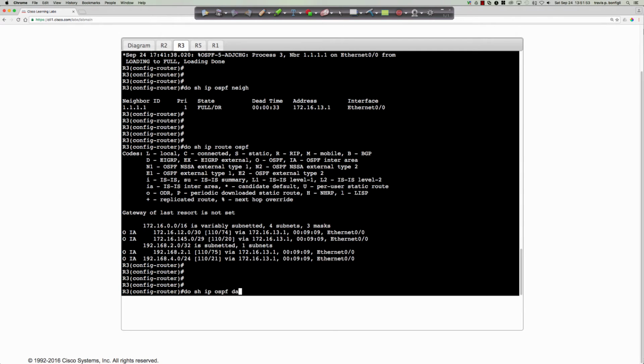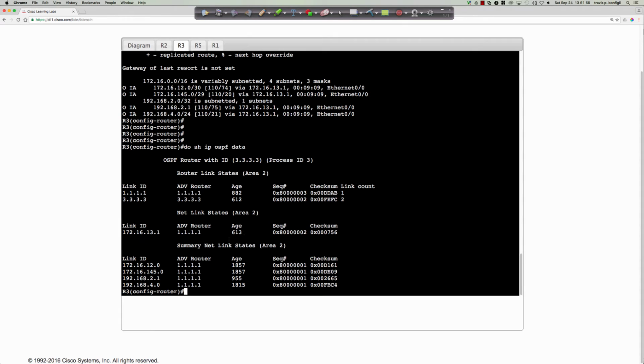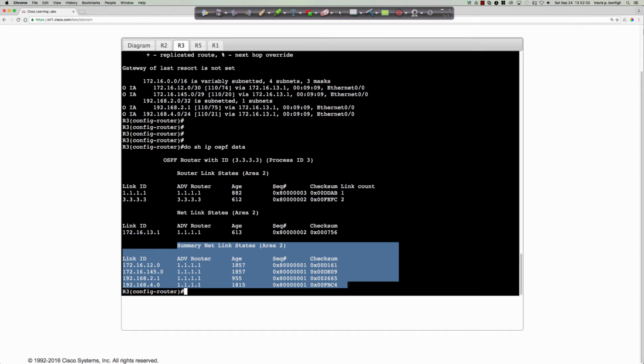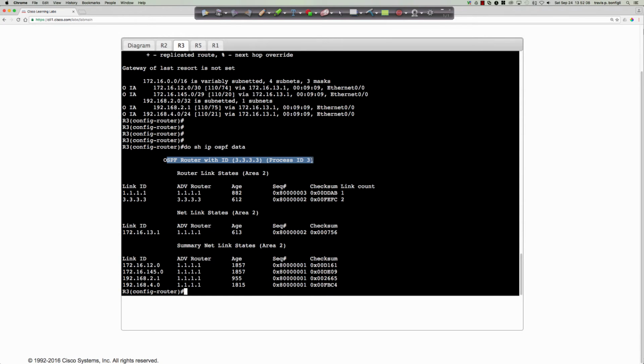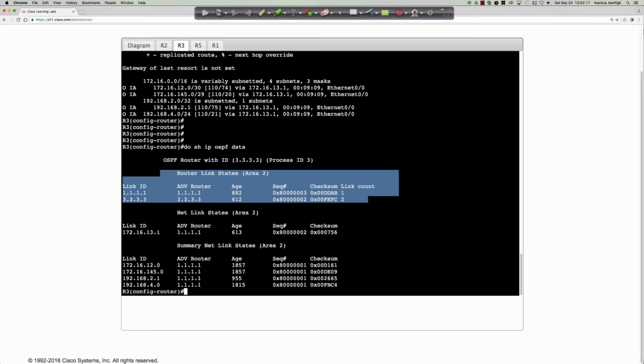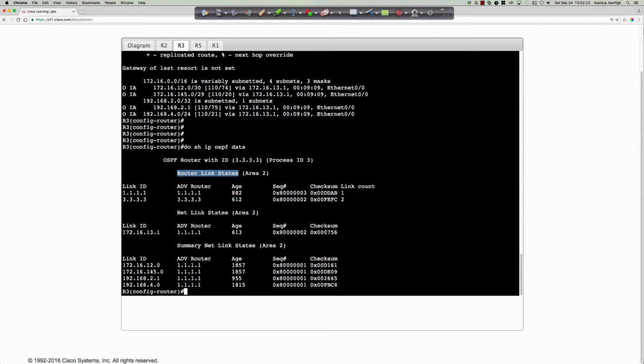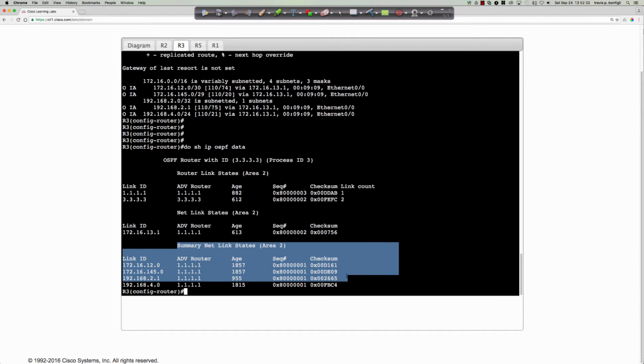If I do show IP OSPF database, right? Very important command when we look at the summary LSAs, right? Summary link states for area 2. And you can see the OSPF router process ID is 3, the router ID is 3.3.3.3. So here are the link states, right? These are the area 2 link states. These are our type 1 LSAs, the router link state. The type 2 LSA is going to be a network link state, but only when we've got a DR, BDR election taking place, and then we get our summary. And these are the type 3s.